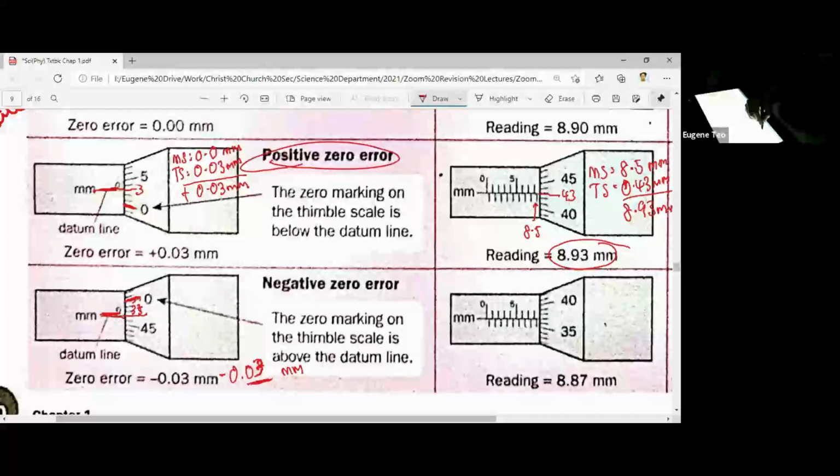So of course you can jump more. The key idea here is you just need to jump back, count in reverse order. Instead of generally counting upwards, for the negative zero error, you actually count downwards. So do take note of that.